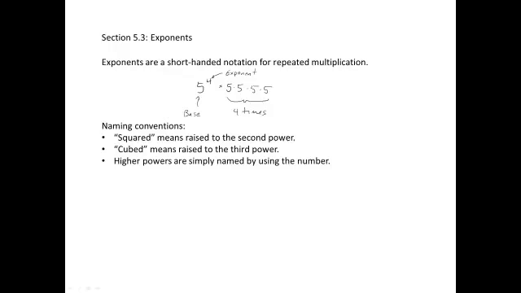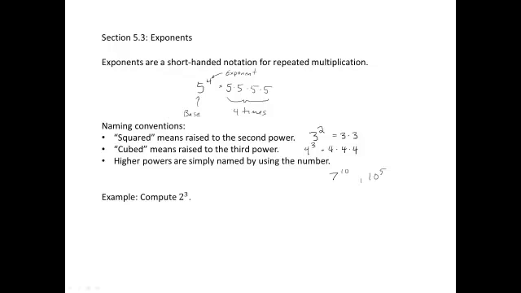Here are some naming conventions. Squared means raised to the 2nd power. So if we had, for example, 3 squared, the base is 3, the exponent is 2, and this means 3 times 3, which is of course 9. Cubed means raised to the 3rd power. So for example, 4 cubed would be 4 times 4 times 4. Higher powers are simply named by using the number. So for example, we would say that this is 7 to the 10th power, and this is 10 to the 5th power, and things like that.